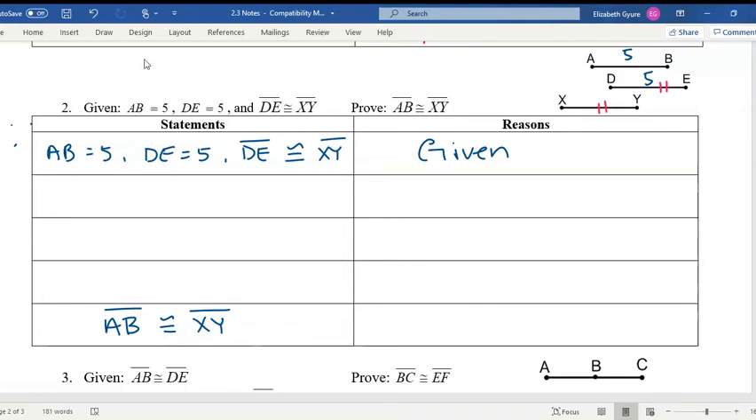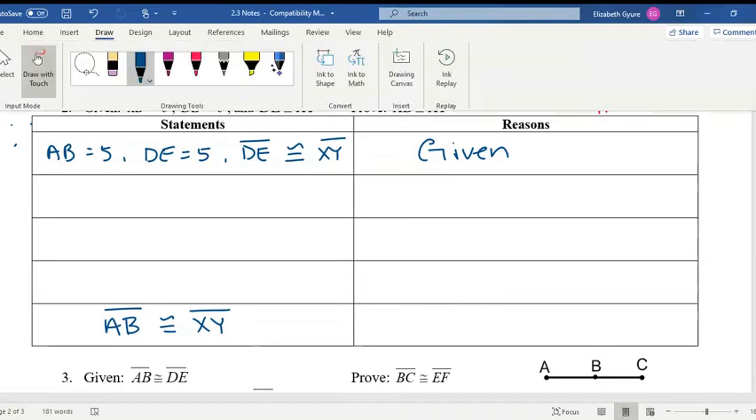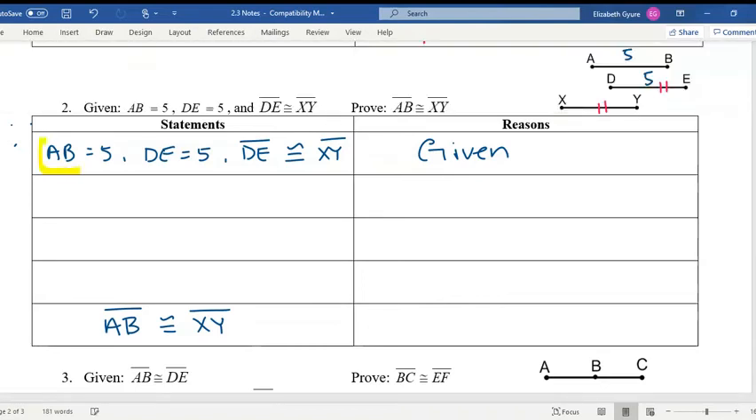Okay. So a couple of context clues here. We need to, at the end of this proof, have AB and XY together, right? The congruency symbol, our little segments and everything. But take a look in between them. I know AB equals 5, DE equals 5, and XY equals DE. So what we're going to have to do here is show that all of these parts have the same values.